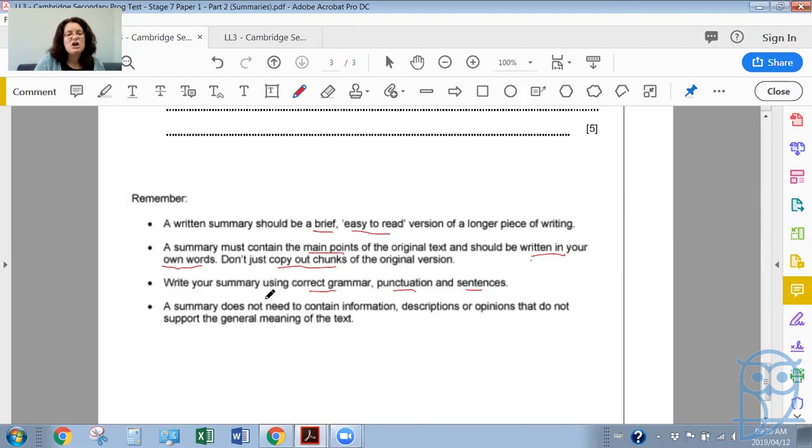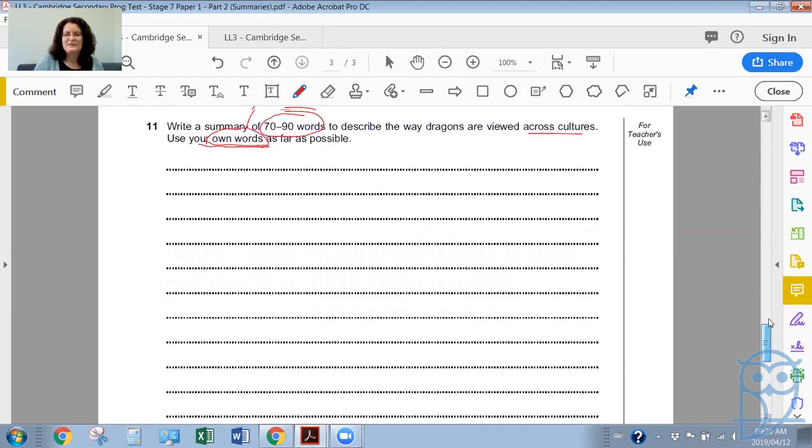A summary does not need to contain information, descriptions, or opinions that do not support the general meaning of the text. So don't include things that aren't relevant. So it must be relevant. Okay. So let's have a look at this extract.